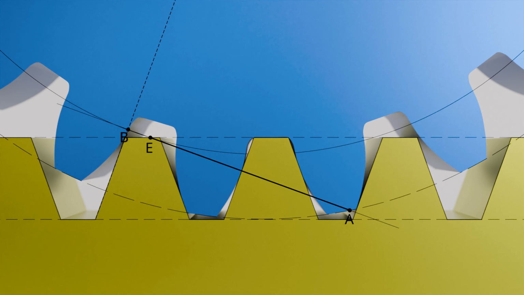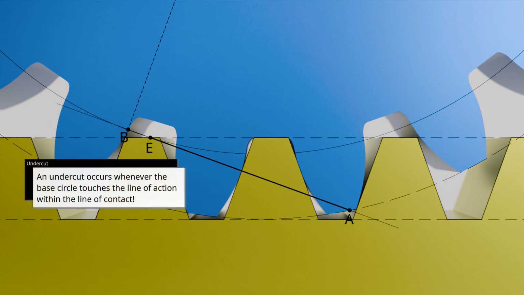An undercut will therefore always occur if the point of contact B between the base circle and the line of action lies within the line of contact AE. So note: an undercut occurs whenever the base circle touches the line of action within the line of contact.